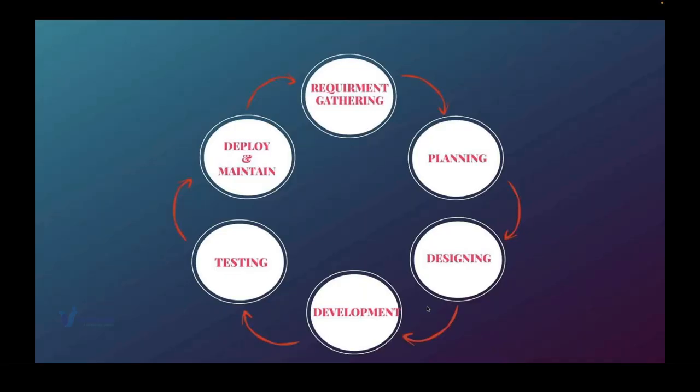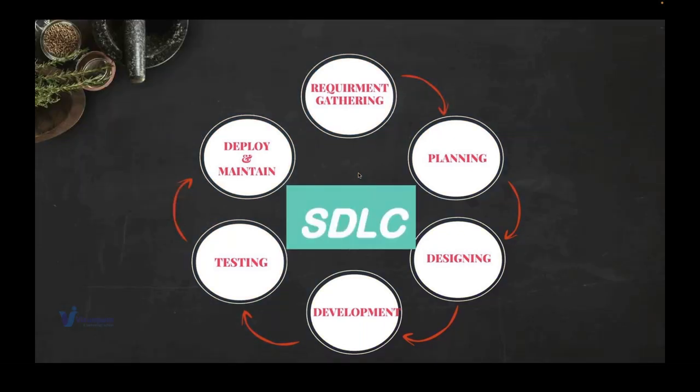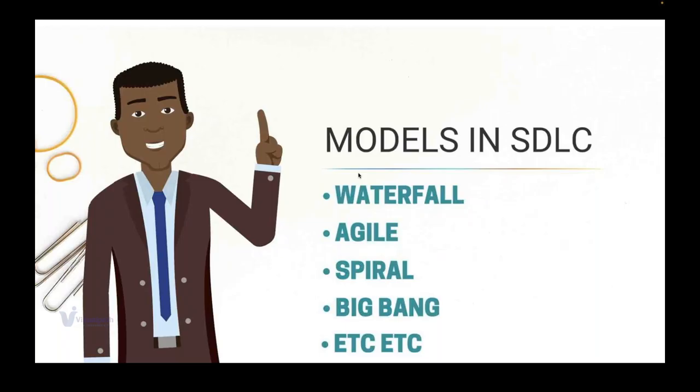As I said, because you guys already know this, let me flip through fast. What I've seen so far is the SDLC process, right? The SDLC process has all these things: requirement gathering, planning, designing, development, testing, and deployment. That is what we call SDLC, right? SDLC has a lot of things in it. SDLC again takes a lot of forms: waterfall, agile, spiral, big bang, etc. Mostly we will be focusing on waterfall and agile, because that's where the game has changed in the IT industry.